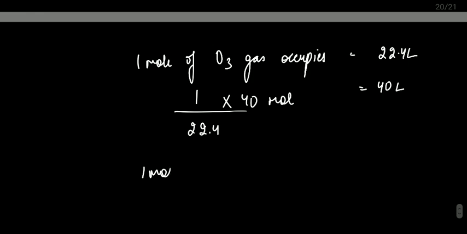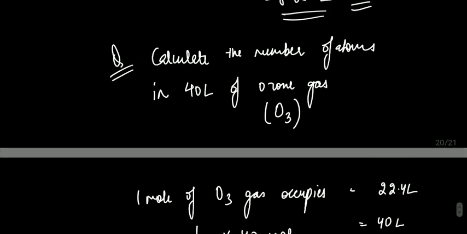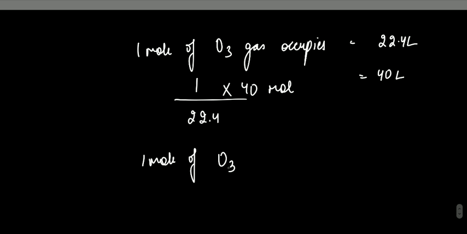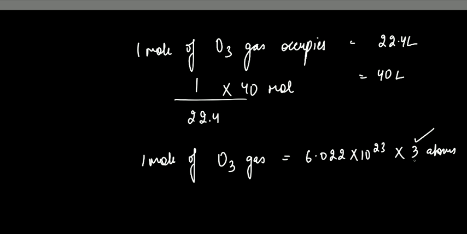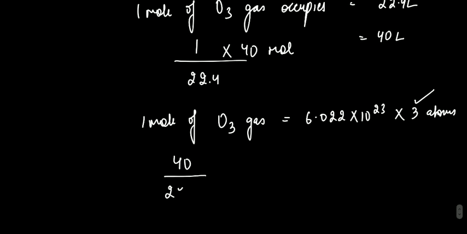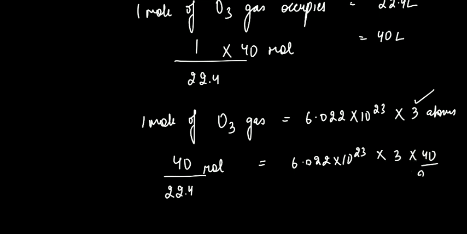Next step, 1 mole of ozone gas occupies how many atoms? 6.022 into 10 to the power 23 into 3 atoms. Again, if we don't do this step, if we don't multiply into 3, our answer will be wrong. 40 divided by 22.4 mole will be equal to how many atoms? 6.022 into 10 to the power 23 into 3 into 40 divided by 22.4. So we'll solve it.